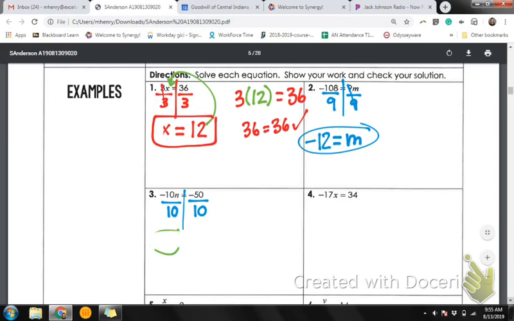So how do we not get a negative variable? What do we need to do when we divide? We need to make sure that this 10 is negative. So when we divide, we need to make sure that 10 is negative. Okay, so that leaves me with n. What is negative 50 divided by negative 10? Positive 5.